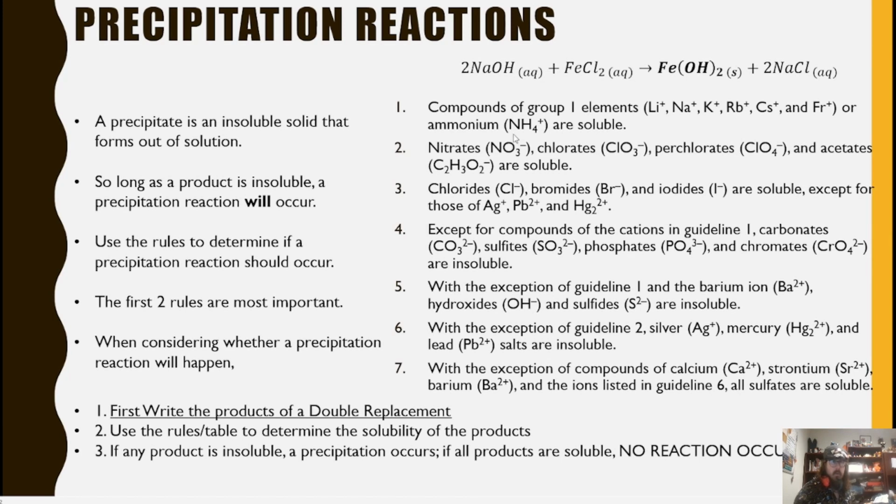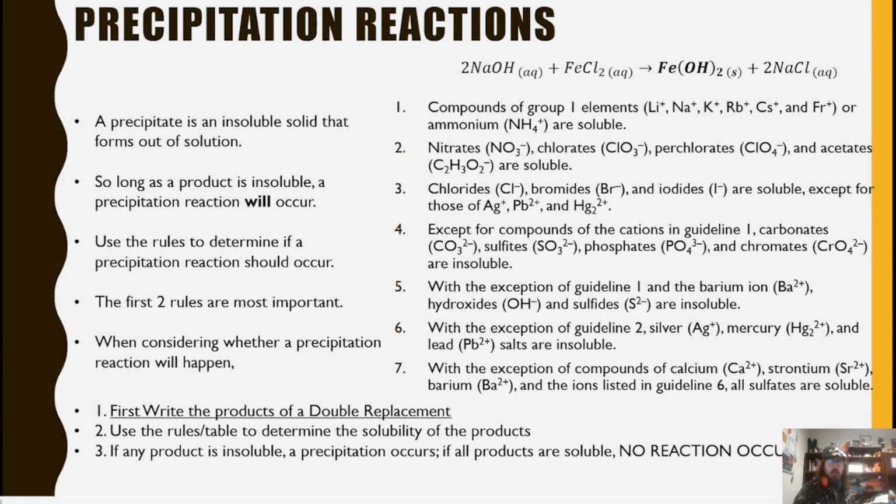Rule 2, nitrates, chlorates, perchlorates, and acetates are always soluble, which is why we can use silver nitrate. Silver nitrate, soluble. We saw silver perchlorate, or silver chlorate, was soluble. Any sort of acetates are always soluble. From there, these are sometimes rules.